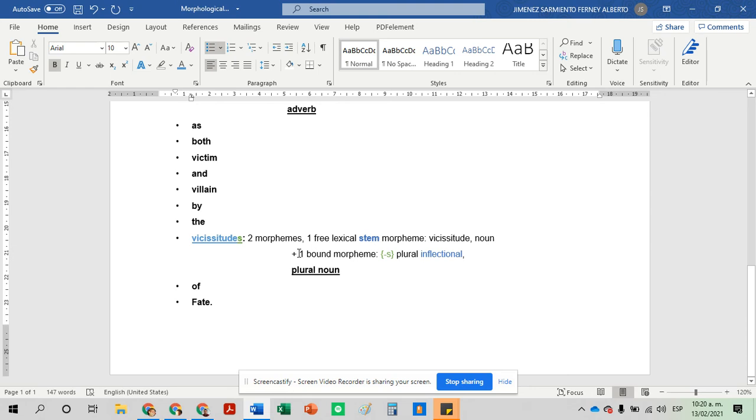So in this case, guys, notice that we have the free lexical stem, that is vicissitude, and the bound morpheme, that is S, right? Which is inflectional because it doesn't change the word class. Notice that you have a noun, and with the inflection, you continue to have a noun, all right? The only difference is that one is singular and the other is plural, but again, you have noun here and noun here.